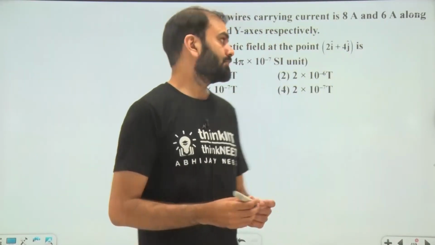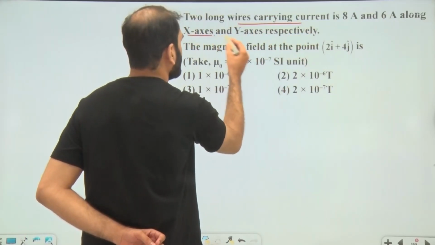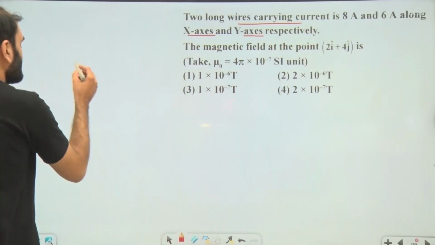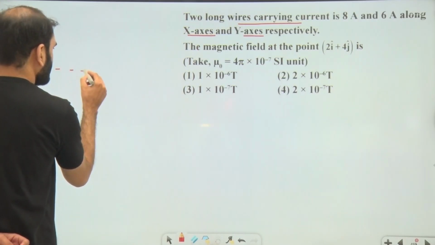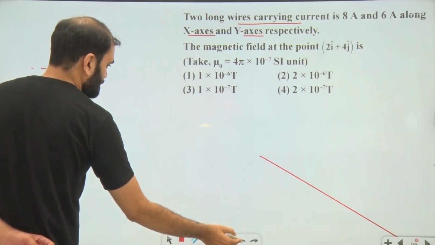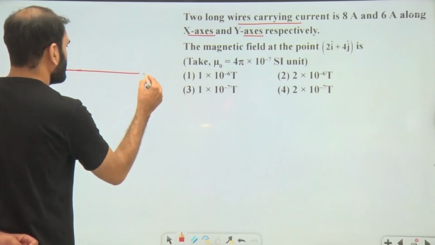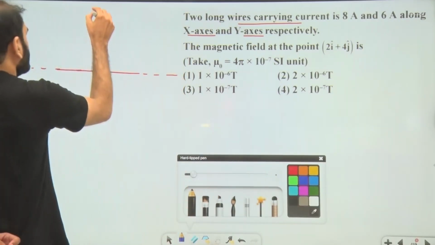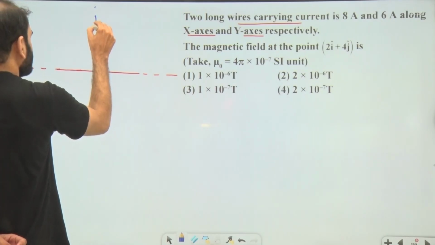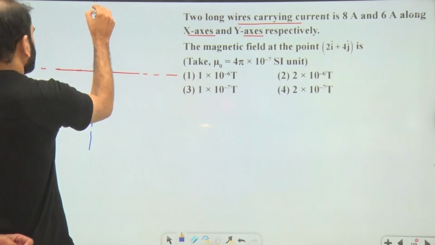Hello student, here is the question: two long wires carrying currents of 8 ampere and 6 ampere lie along the x-axis and y-axis respectively. Here are the two current carrying wires, one along the x-axis and the other along the y-axis. Here is the first wire, and the second wire is this one along the y-axis.